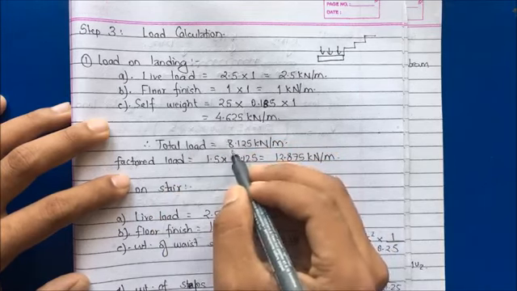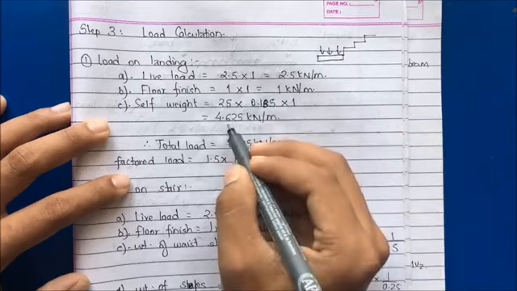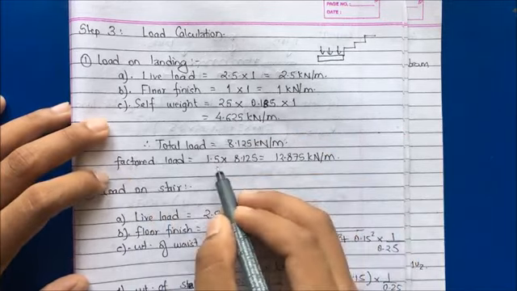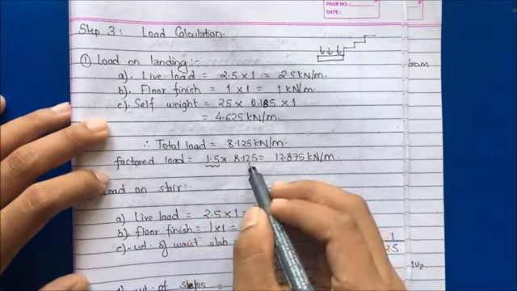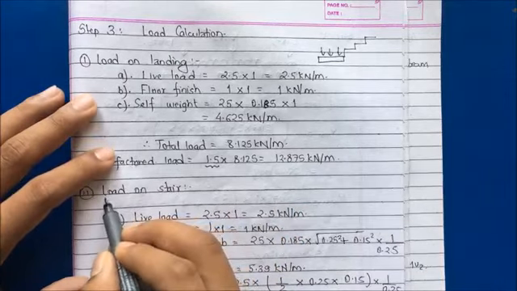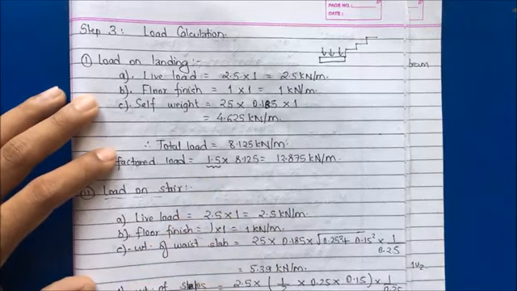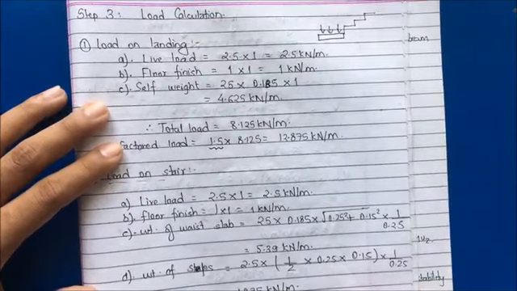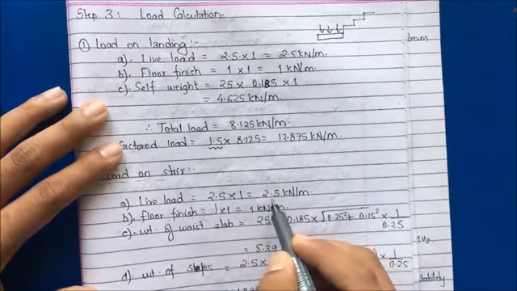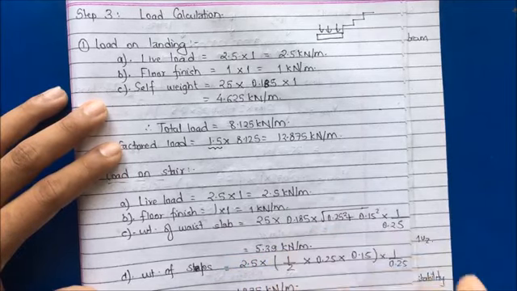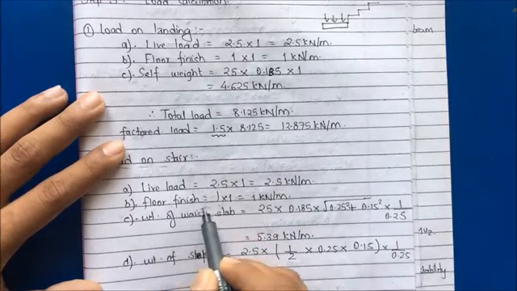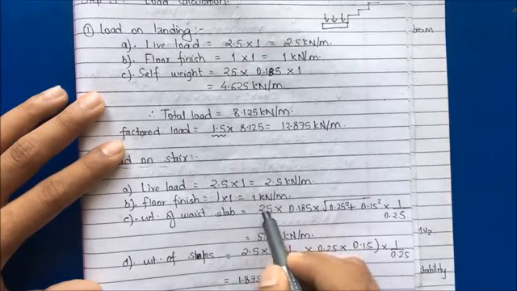Total load on landing is equal to 2.5 plus 1 plus 4.625, so this comes as 8.125 kilonewton per meter. Factored load, multiplying with the partial safety factor, comes as 12.875 kilonewton per meter. So the difference is here, that is the load on stairs. There is a simple mathematical calculation to find the total load. The live load will be simple, that is 2.5 into 1, this comes as 2.5 kilonewton per meter. The difference is in the calculation of the self weight. Floor finish is equal to 1 into 1, this comes as 1 kilonewton per meter.